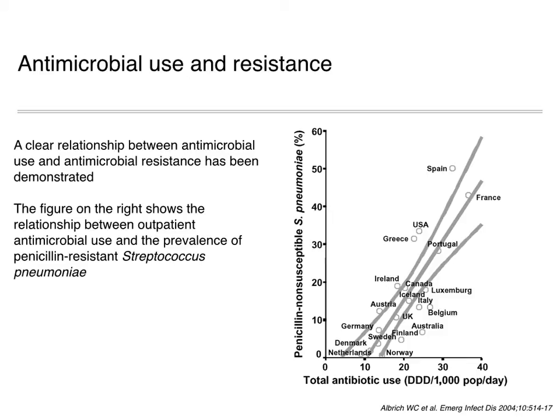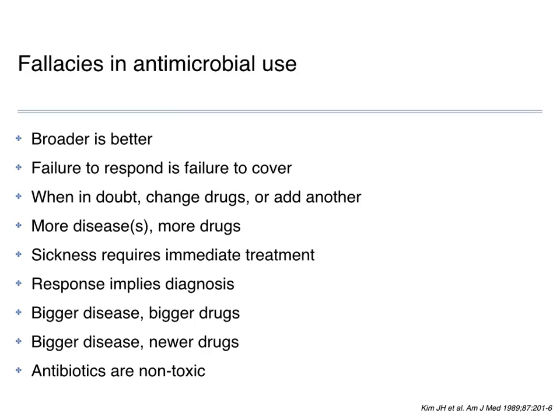And so you see on the x-axis, you have total antibiotic use per 1,000 people per day, and then on the y-axis, you have the percent of strep pneumo isolates that were penicillin non-susceptible. And as you can see, there's a fairly clear trend between increasing antibiotic use and increasing lack of susceptibility in Streptococcus pneumoniae. So this is one example of a clear relationship between using drugs more and inducing resistance to those drugs. And so that said, how can we use antibiotics better?